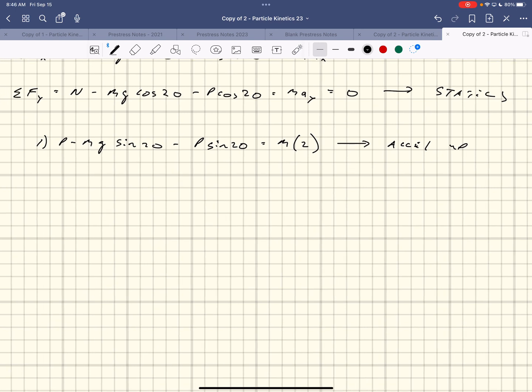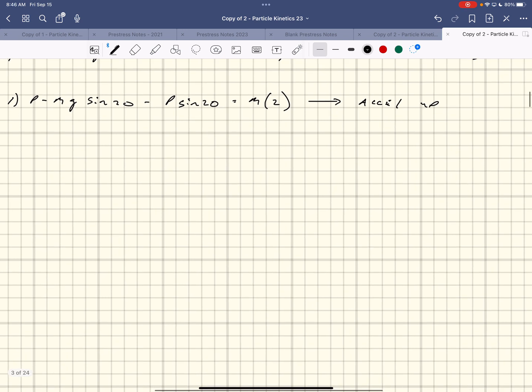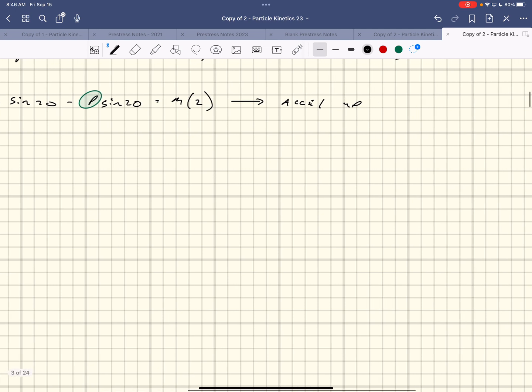That's just algebra at that point. We know the mass, we know gravity, we know the sine angle. The only unknown in this is that P. So we're after this guy right here. That's the only unknown. Everything else is known, so it's just algebra, which is code for, I plug it in my calculator, and so my P ends up being 1.63.